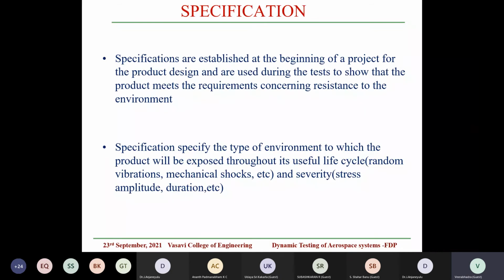Basically, specifications are established at the beginning of the project for product design and are used during the test to show that the product meets the requirement.